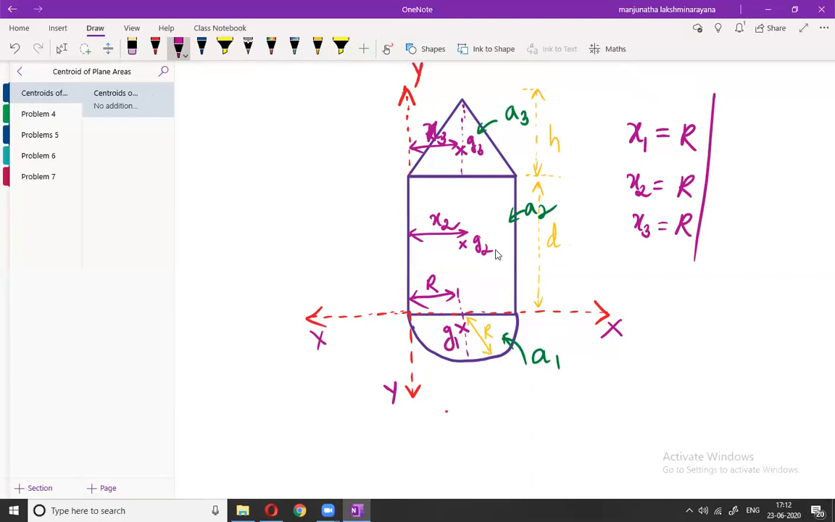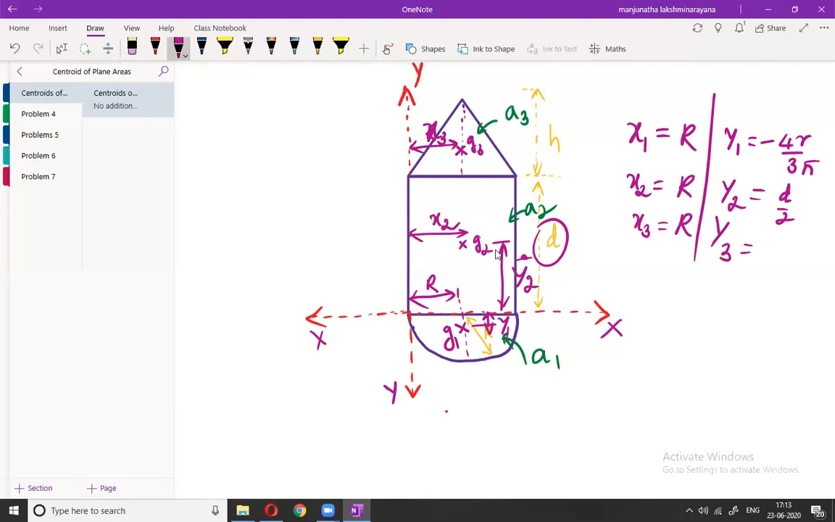Next, let us consider the y values. The distance of G1 from the x-axis is y1, and because this is the diametrical axis, from the diametrical axis the centroid of a semicircle will be 4r by 3 pi. And remember, since the figure is lying on the negative side of the y-axis, it will be negative. Therefore y1 is equal to minus 4r by 3 pi. Next, y2 is the distance of centroid G2 from the x-axis. This is a rectangle, so the centroid will always be at the center, so d by 2, because the dimension in the vertical direction is d. Therefore y2 is equal to d by 2, and it is positive because it is on the positive side of the y-axis.